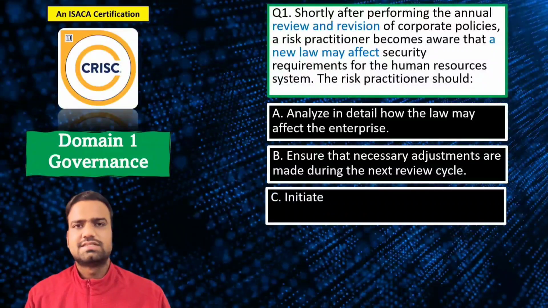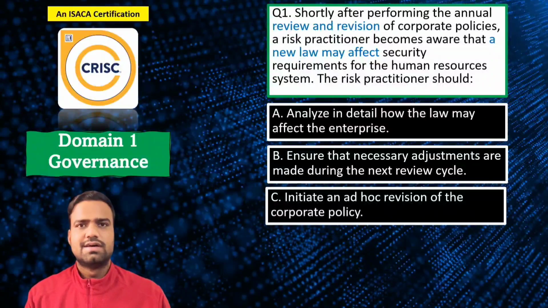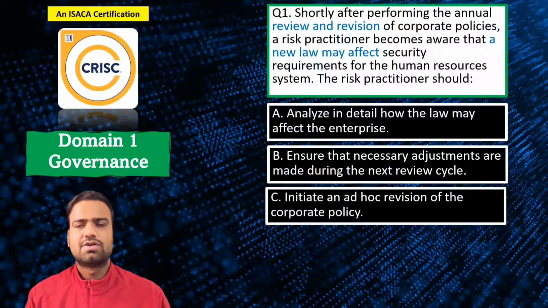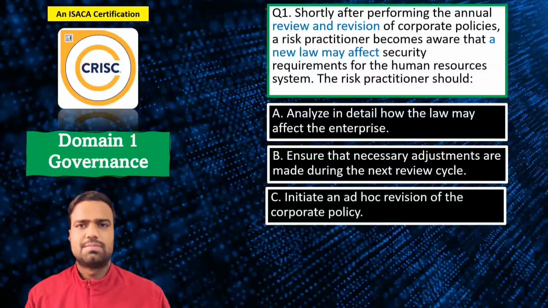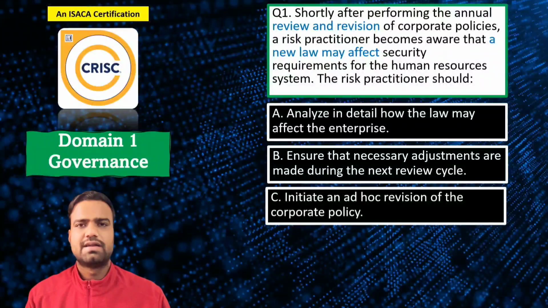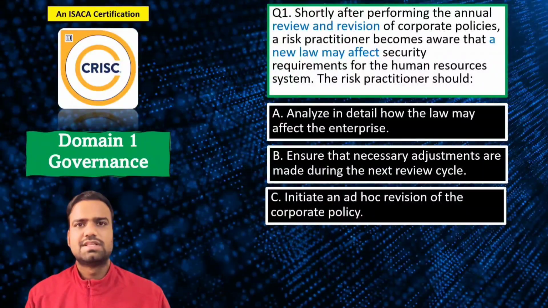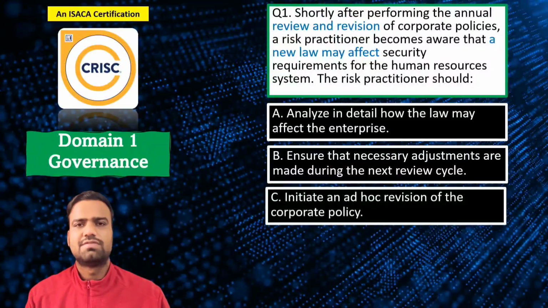Option C is initiate an ad hoc revision of the corporate policy. This might look true as well, but an ad hoc amendment to the corporate policy is not the right option. Policy is developed in a systematic and deliberate manner. If we don't analyze the laws and implement ad hoc revision, then there is no sense because we don't know if the new law will affect us or not, right?